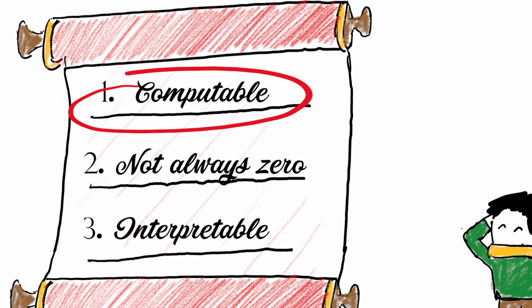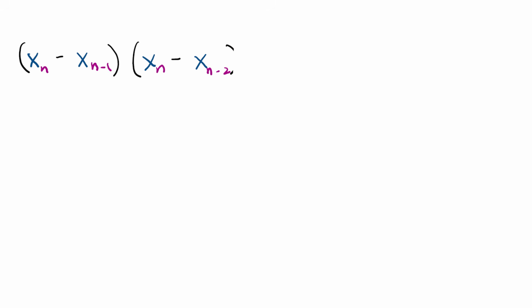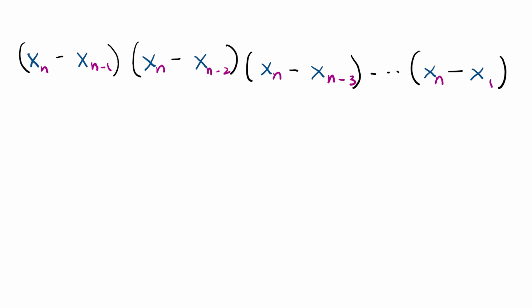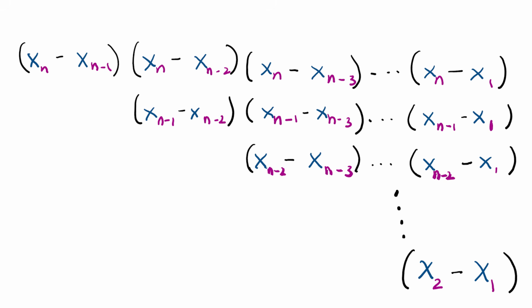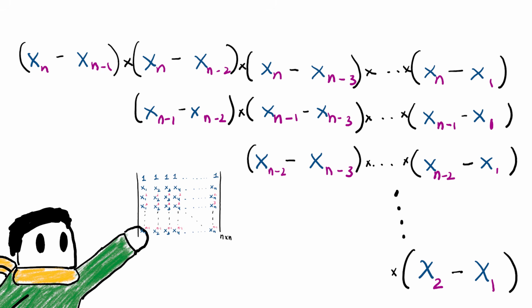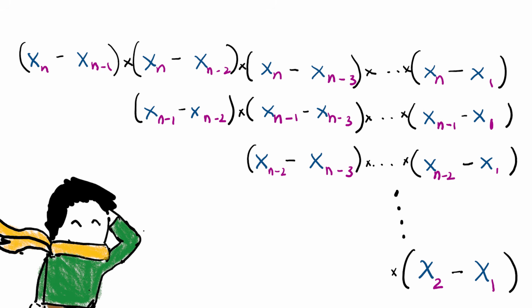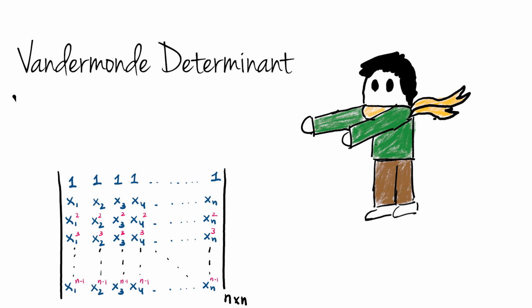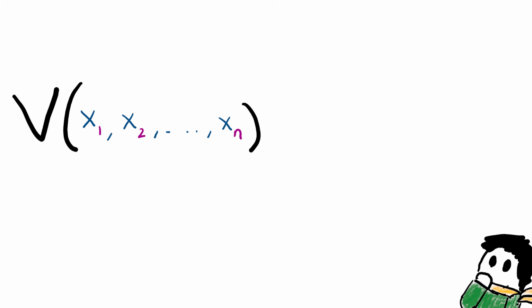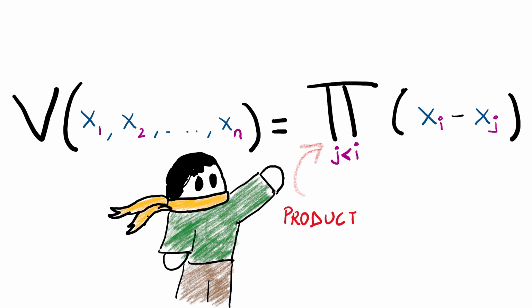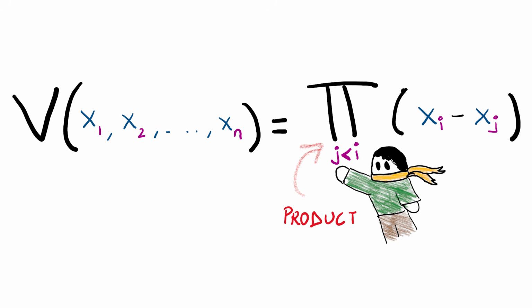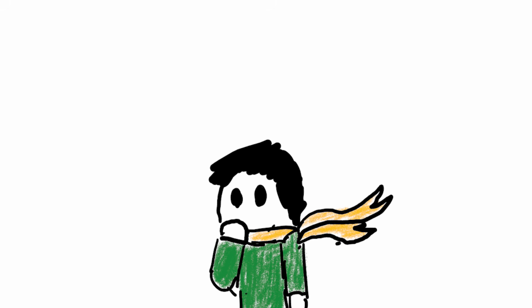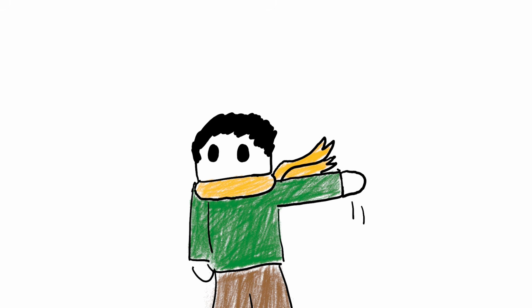So is it easy to compute? You bet. Take the last variable and make terms by subtracting the other variables from it. Then take the second to last variable and subtract variables from it which are to the left of it. Do the same for the rest. The determinant is equal to the product of all the terms we got, which is a nifty little formula. We denote this Vandermonde determinant by V of x1, x2 up until xn, and it's equal to this formula, where we take the product over all terms xi minus xj, where j is smaller than i. I won't prove the formula in the video, so I will leave the details and links to some other videos which do so in the description.